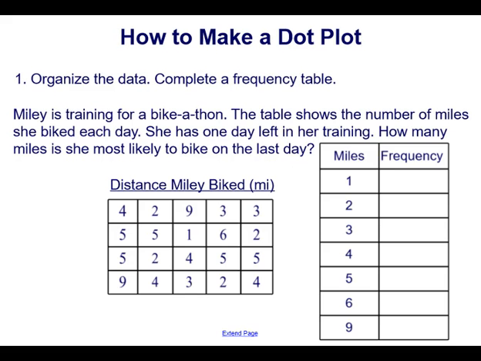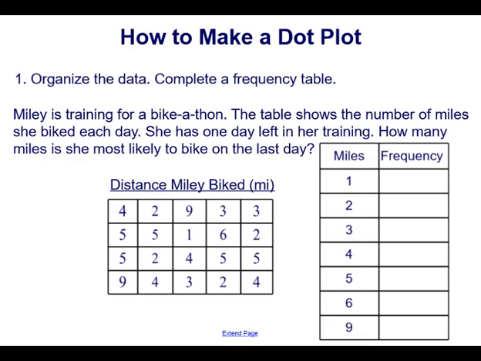So let's look at an example. Here we have Miley training for a bike-a-thon. The table shows the number of miles she biked each day. She has 1 day left in her training. How many miles is she most likely to bike on that last day? So to answer that question, we're going to make a dot plot.